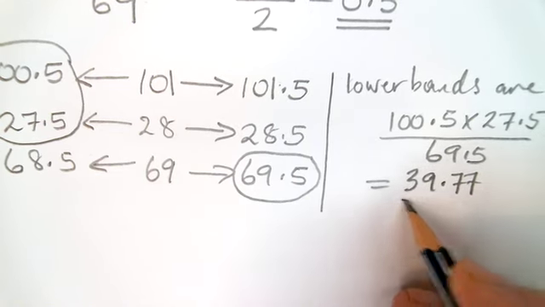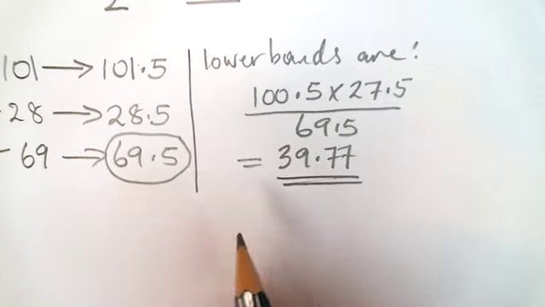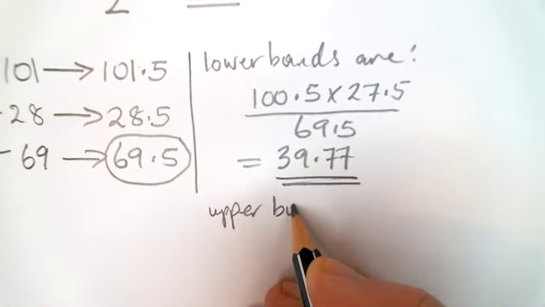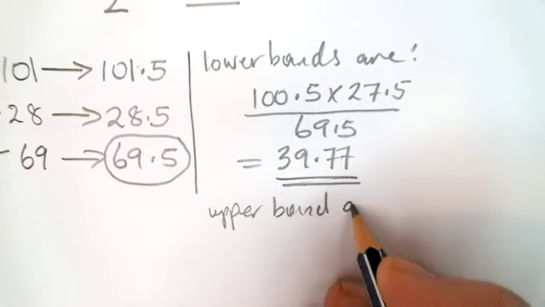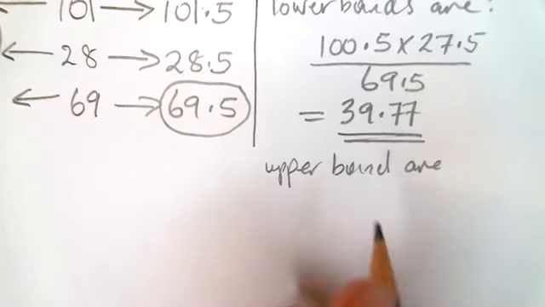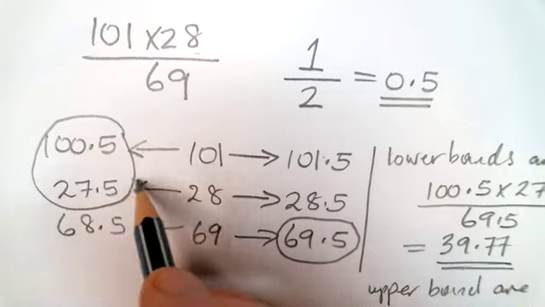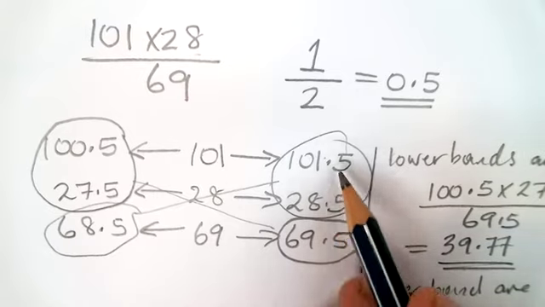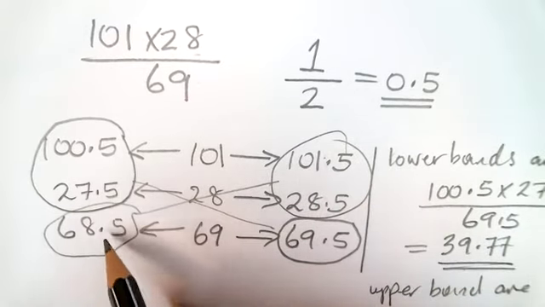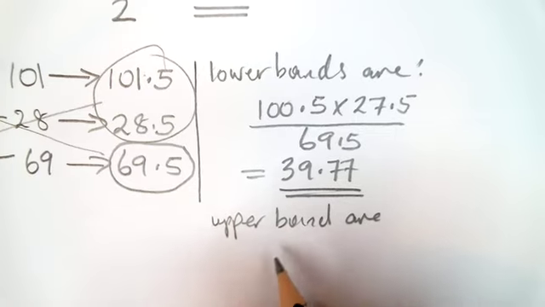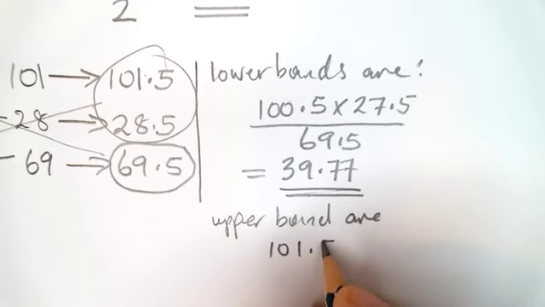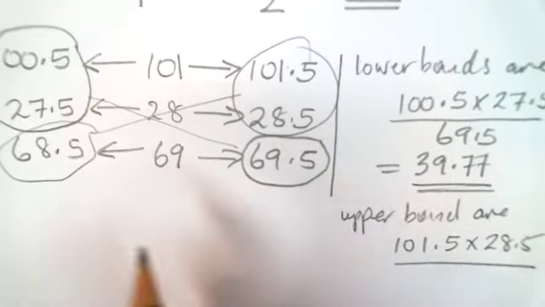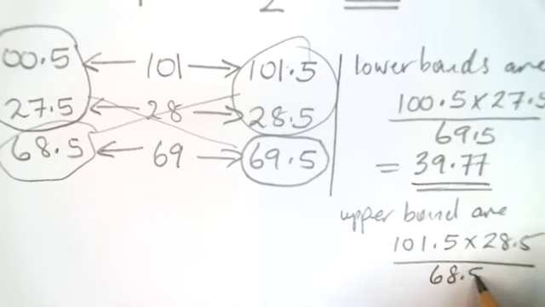All right, so that's the lower bound. Let's see if I can get the upper bound without distractions. Here we go. The upper bound this time is going to be the opposite. It's not going to be these two and that, it's going to be these two and that. So this is the product of these two, divided by this one here. So it's going to be 101.5 times 28.5, all divided by, in this case, 68.5.